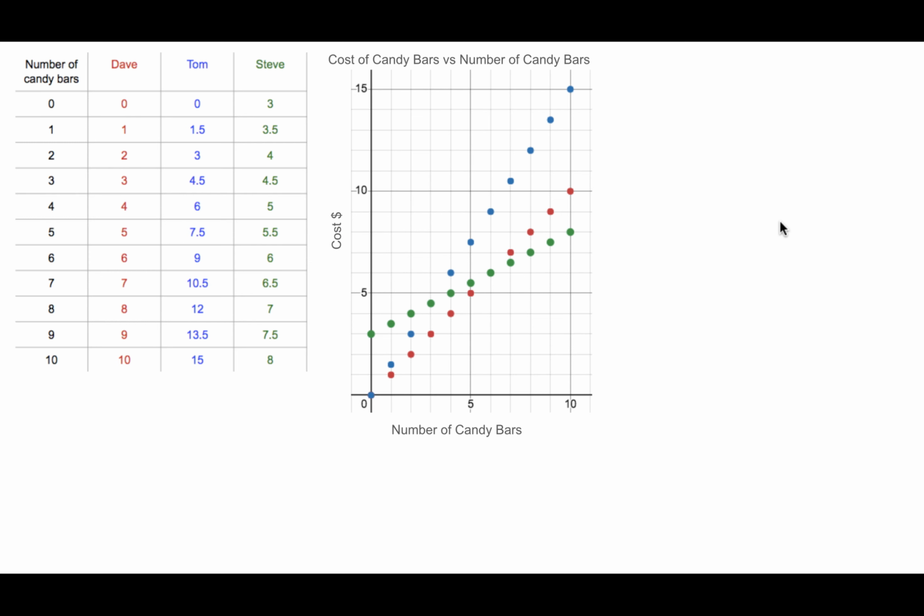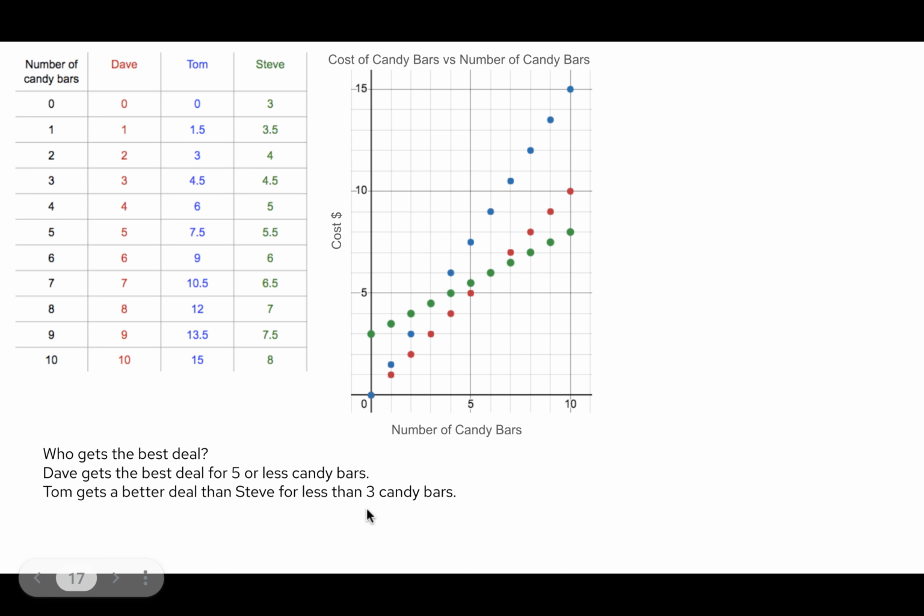So here's the table and here's the graph. And let's look at who gets the best deal. Well, Dave is going to get the best deal for 5 candy bars or less, because you can see here at the 5, he's spending only $5. You can see this in the graph, but you can also see it in the table, where if it's 5 candy bars, he only pays $5, where Tom pays $7.50 and Steve pays $5.50.